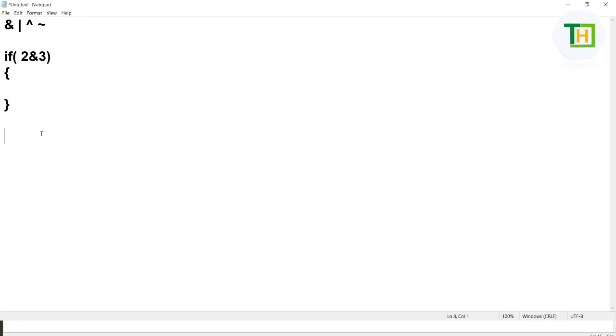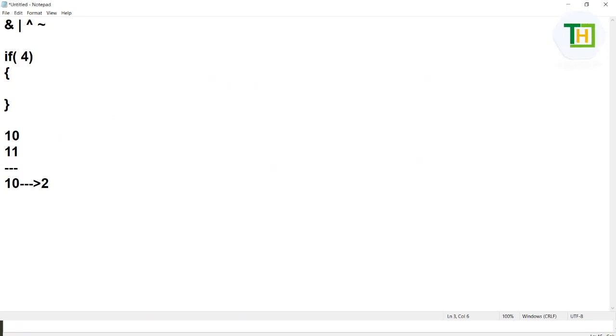How is this operation going to work? Here, for example, 2 in binary is 1 0 and 3 in binary is 1 1. And I'm going to apply here the logical AND operation, right? That is the AND operation: 1 and 1 gives 1, 0 and 1 gives 0 here. What is the decimal value for this one? That is going to be 2. If it is any positive or negative value, it is true and the if block is going to be executed.